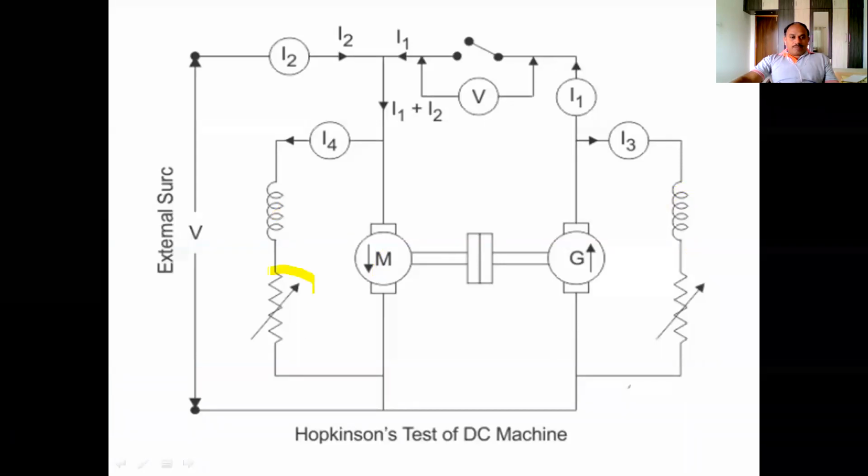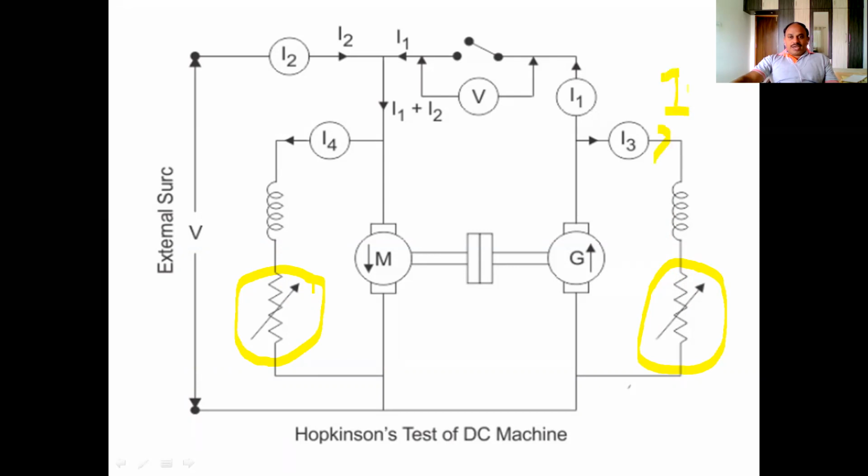This rheostat's purpose is to vary the motor field. This rheostat's purpose is to vary the generator field. If you vary this generator field, the field current of the generator varies. This is the Ig value, for example.